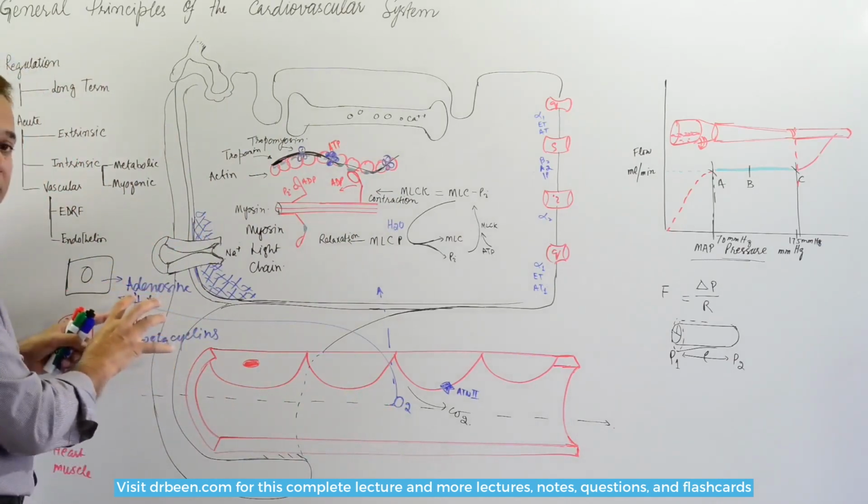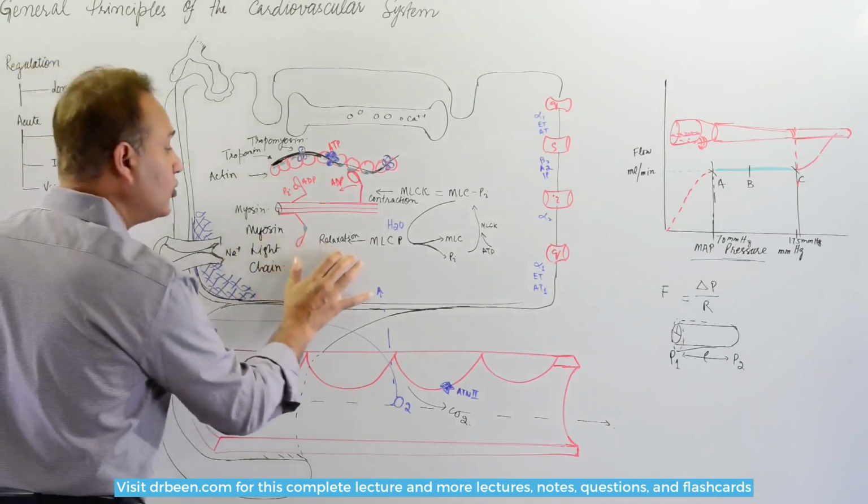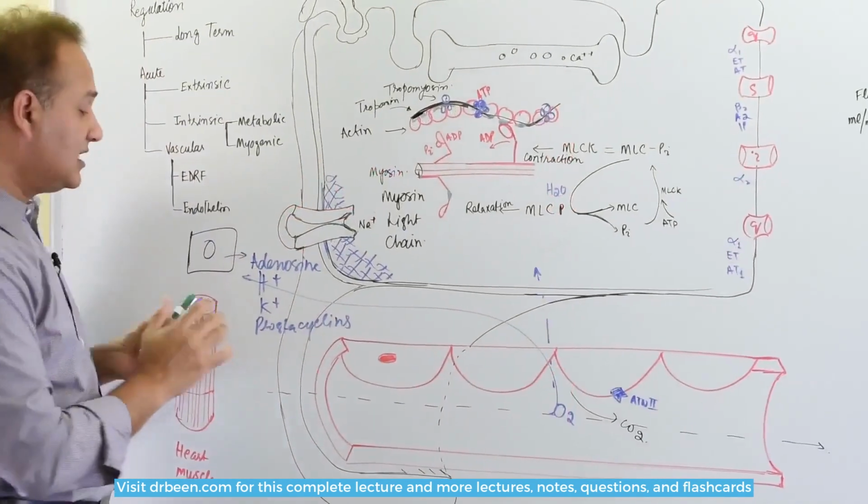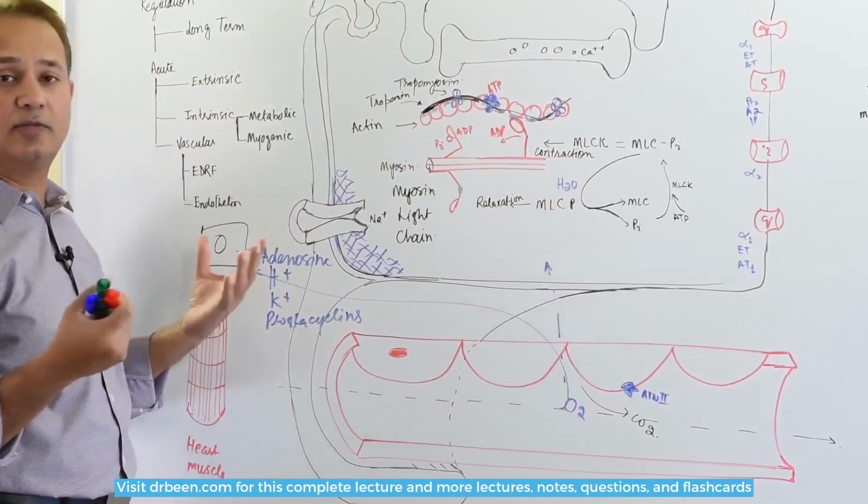These metabolites in turn would cause relaxation. So let's see how would they do the relaxation. Let's talk about one of them.